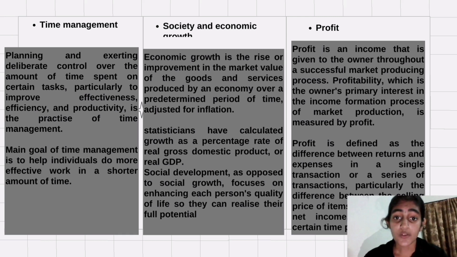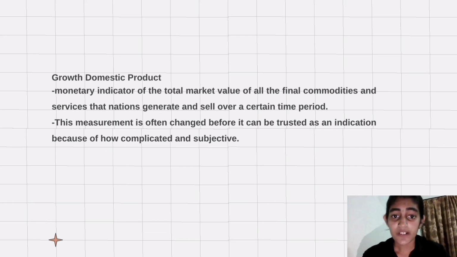Society and economic growth is the rise or the improvement in the market value of the goods and services produced by an economy, whereas profit is an income that is given to the owner throughout a successful market producing process. Gross domestic product is a monetary indicator of the total market value of all the finished goods and services that a nation generates and sells over a certain time.